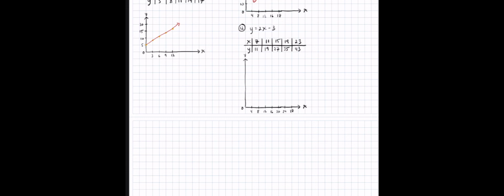Our y's go up to 43. So maybe I'll go by 10s, 20, 30, 40, 50. Okay. All right, we're going to have to do some serious estimating here. 7 is close to 8, and then 11 is right above 10. So something like this. All right, 11 comma 19. So 11's close to 12, and then where's 19? 19 is just below 20.